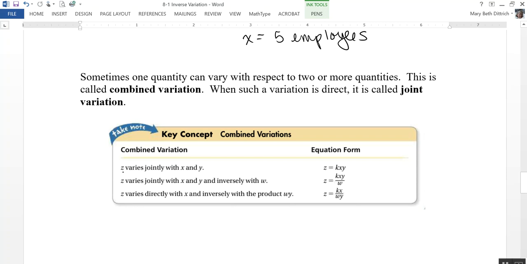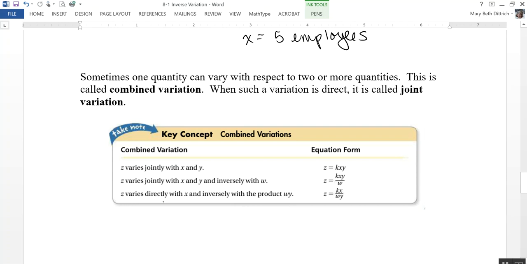If we say that z varies jointly with x and y, that's going to be a form of direct variation, so z is going to equal your constant of variation times x times y. Jointly with x and y is going to be times xy. If z varies jointly with x and y, so again I'm going to have x times y, and inversely with w, remember inverse variation has the variable in the denominator, so that's going to be z equals my constant k times xy all over w.